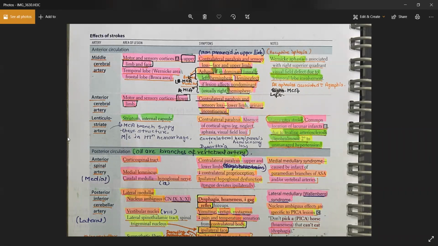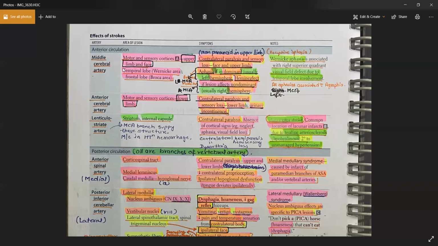What are the symptoms? If you get damage of the middle cerebral artery, because you know that this artery supplies the very lateral structures of your brain, the peripheral portion of the brain. And if you look at the homunculus, you will see that at the very periphery you have the face and the upper limb. So because of damage to the MCA, you will have paralysis of the upper limb as well as the face, contralateral, I must say.